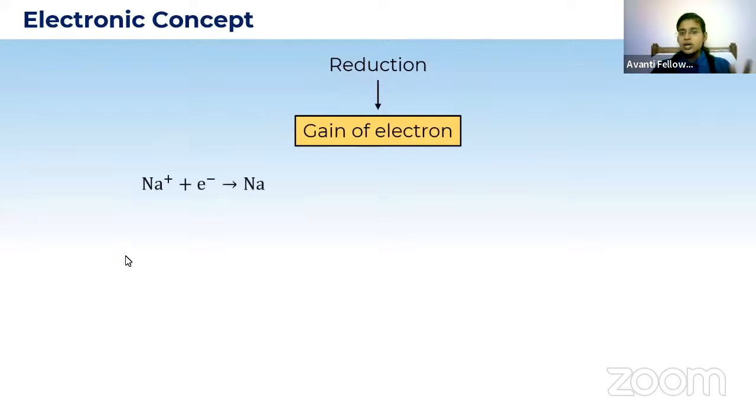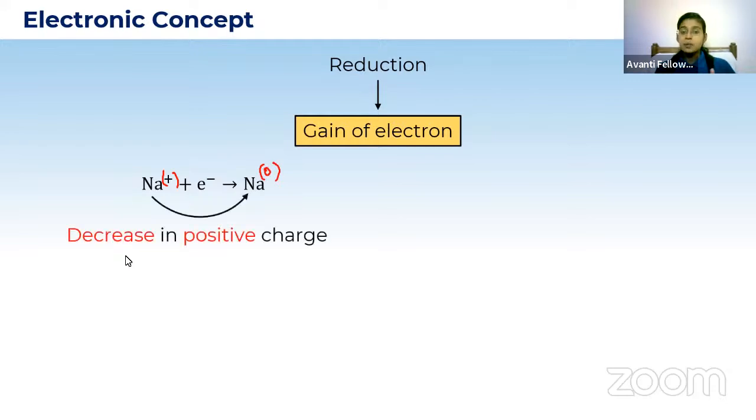Example, Na+ is taking 1 electron and it is getting converted to sodium. So here the oxidation state is +1 and here the oxidation state is 0. So there is a decrease in the positive charge from +1 to 0. It is moving towards the left side, from the positive side to the negative side.